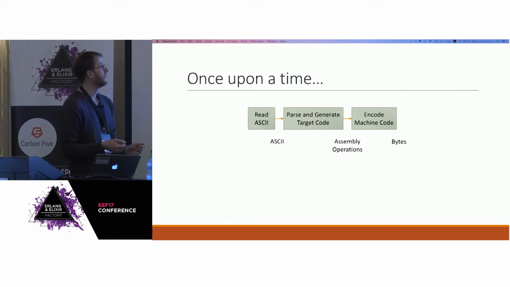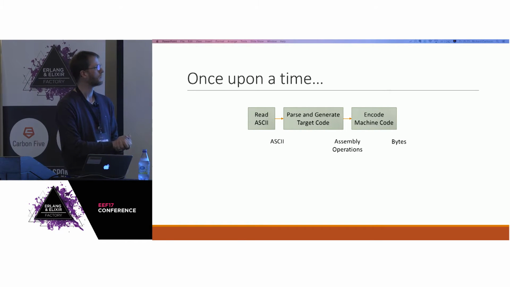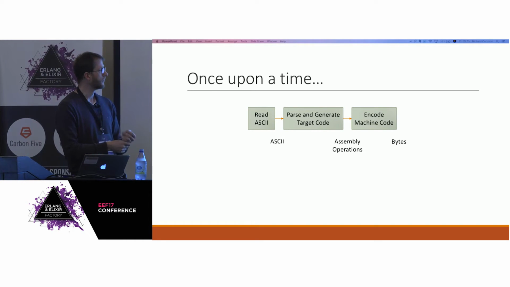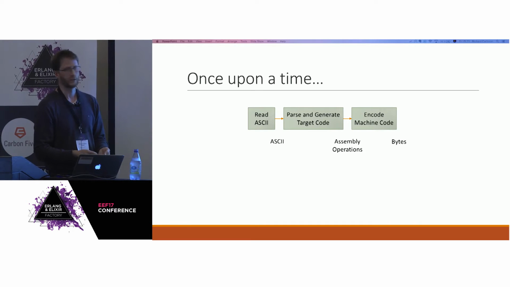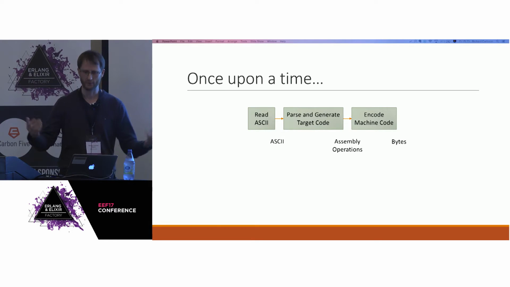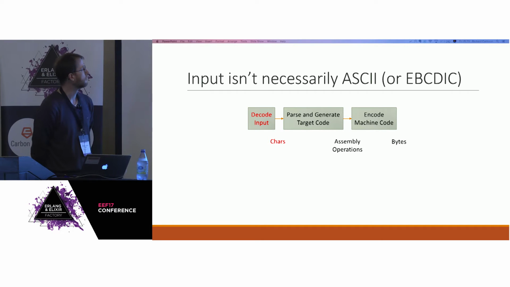Well, once upon a time, compilers were fairly straightforward things. They'd read an ASCII file, and they'd parse it, and at the same time spit out target code as assembly operations, which were encoded as machine code bytes. And those were loaded onto the computer, and we would execute them. Simple. But of course, there are complications in a modern world.